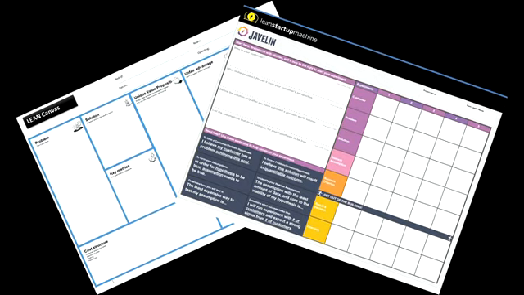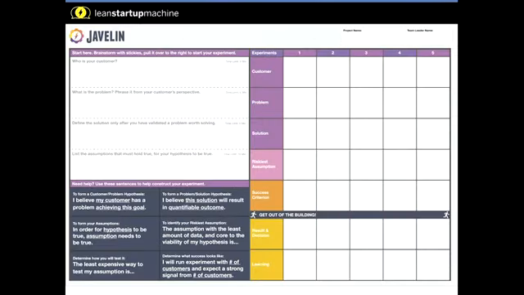Some say they are not related. In a matter that's true. However, there is an overlap and the experiment board will help to carry out the experiments. With the help of the experiment board or javelin board from the Lean Startup machine, every hypothesis can be validated. Let's have a look at the board itself.